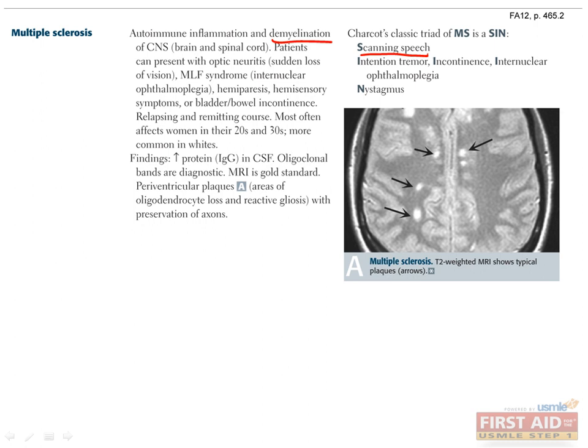A mnemonic that might help you remember the characteristics of MS is SIN for scanning speech, several things with I: intention tremor, incontinence, internuclear ophthalmoplegia, and nystagmus. Multiple sclerosis classically affects women in their late 20s and early 30s, but there is a subtype of MS which is more common in men. In both genders, MS usually presents before a person turns 55.